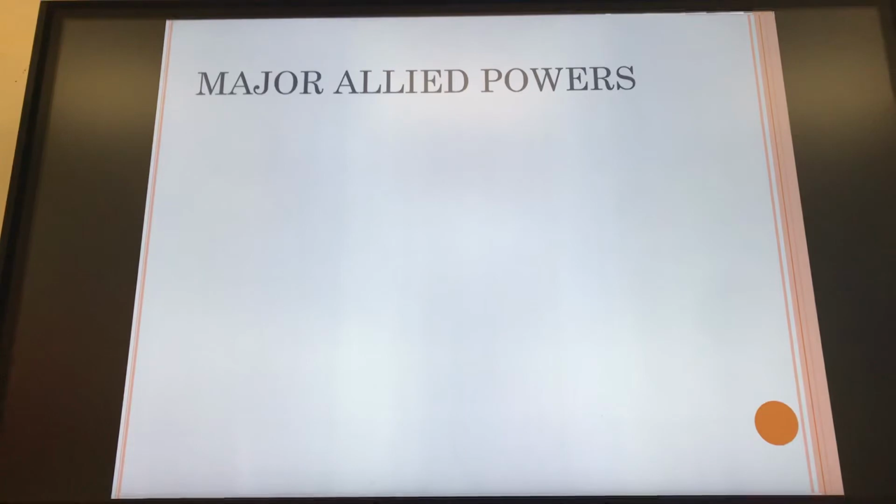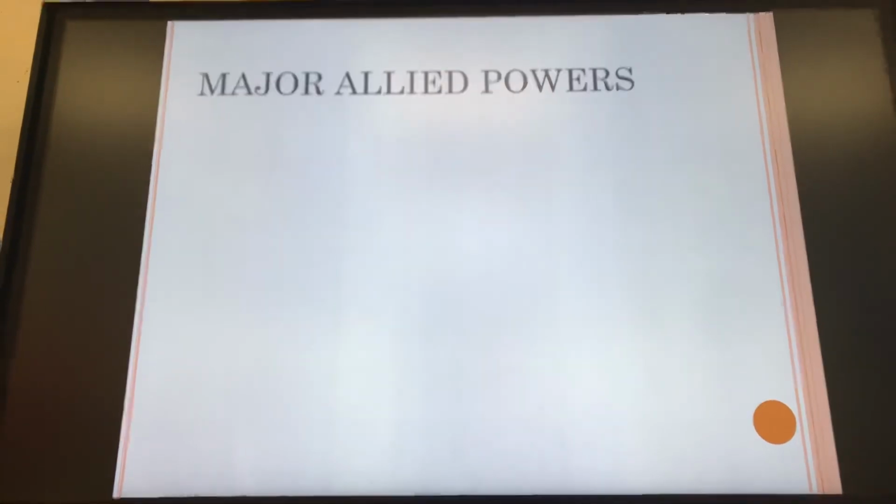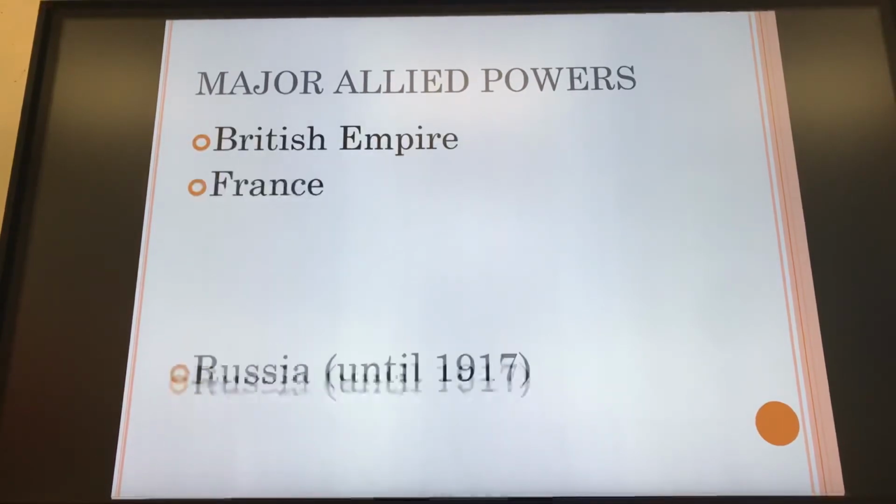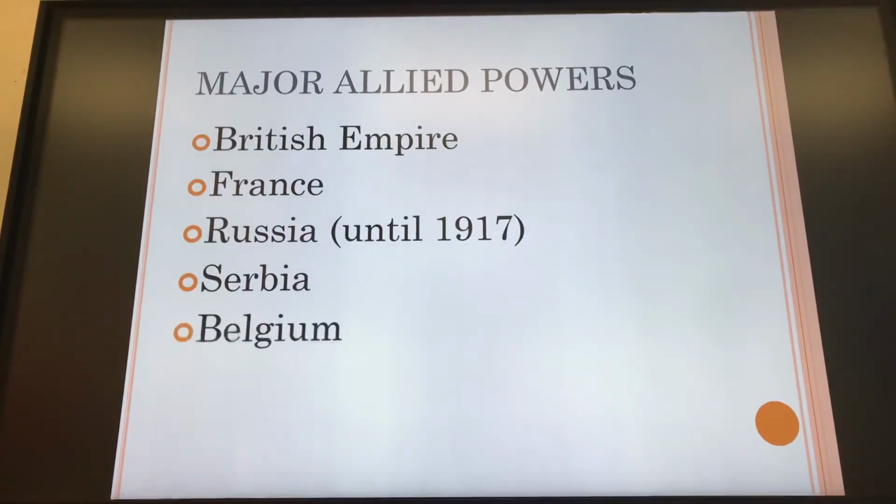As far as your two sides, the next two slides will tell you who fought on which side of the war. You're going to have two sides. You're going to have the Allied powers and the Central powers. Your Allied powers during World War I will be the British Empire or Great Britain, France, Russia up until 1917, Serbia, Belgium, and the United States. Those will be your major Allied powers.